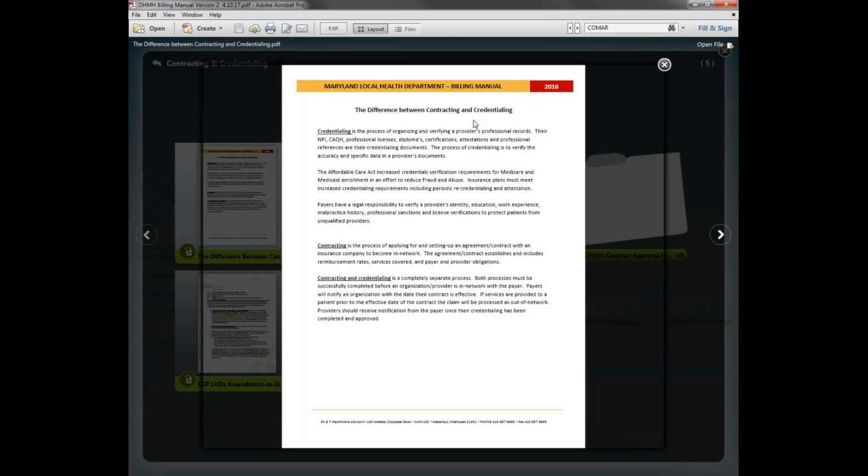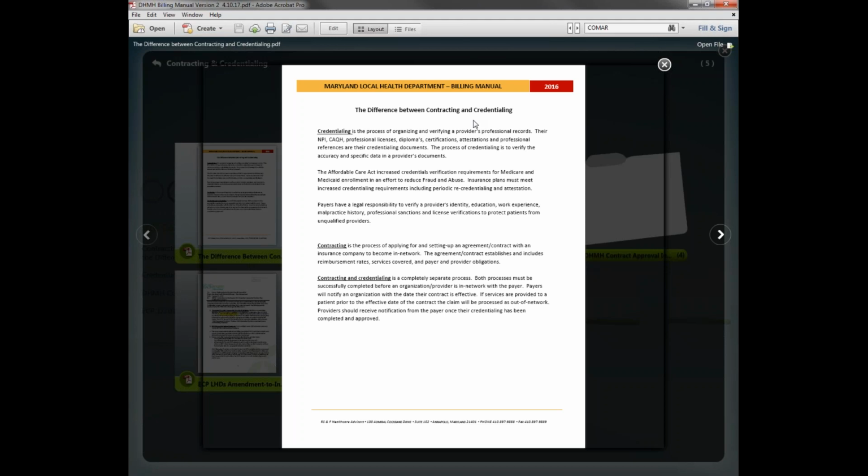The last paragraph we have there summarizes what I just mentioned. Contracting and credentialing is a completely separate process. Both processes must be successfully completed before an organization or provider is considered in network with the payer. Payers will notify an organization with the date their contract is effective.